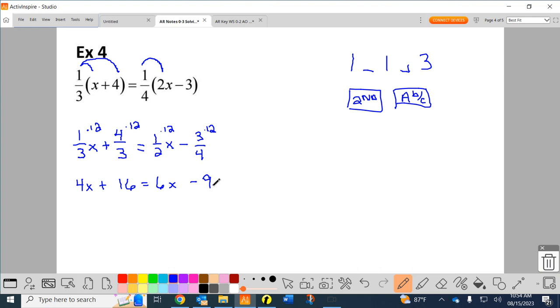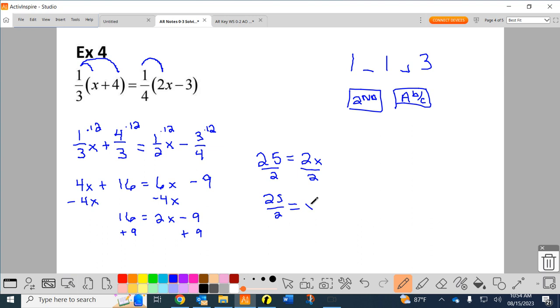It's just faster. Okay? Minus the 4x from both sides. Get that all to one side. It's going to make it 16 equals 2x minus 9. Add 9. Add 9. What's 16 plus 9? 25 equals 2x. We divide both sides by 2. 25 over 2 equals x.